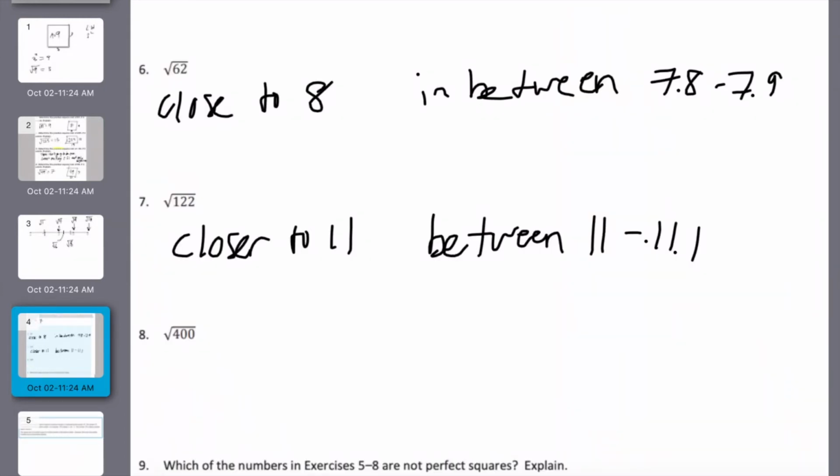Let's see, the square root of 400. So let's see, what two numbers can I multiply to get to that? So I know 10 times 10 is 100. So I'm trying to think 20 times 20. Well, 20 times 20 actually does equal 400. So 20. And I don't really care about number 9.